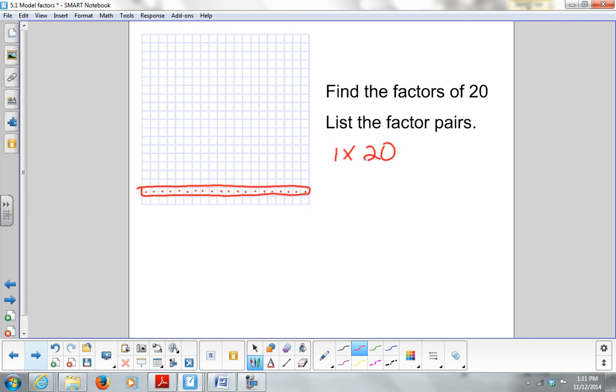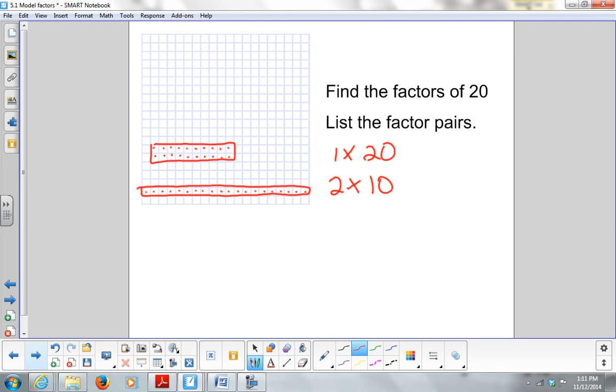Okay, now I can do 2. So we're going to do 2 rows. So I'm going to count them. 1, 2, all the way to 20. Okay, so there is my array for 20. And that would be 2 times, and I would count 1, 2, 3, 4, 5, 6, 7, 8, 9, 10.